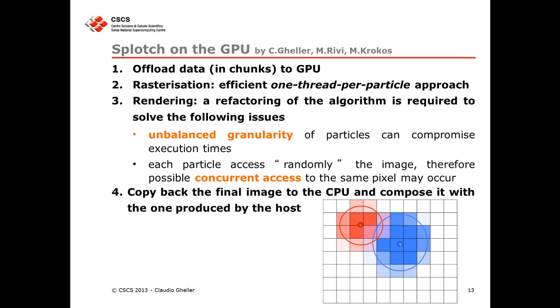So this means that each particle affects a different region of space, and different particles can contribute to the same pixel at the same time, so you can have frequent race conditions that are unpredictable and that can create a wrong image. Okay, you know this problem perfectly. Then, at the end, you can copy back the final image to the host. How did we solve these two problems?